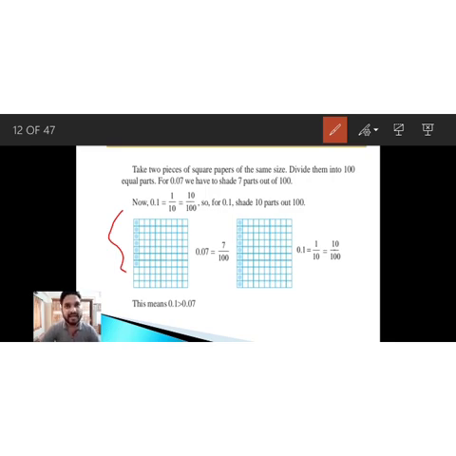As we convert them into fractions, 0.07 equals 7 upon 100 and 0.1 equals 1 upon 10 equals 10 upon 100. So 10 is bigger than 7. Here the denominators are the same but the numerators are different. The bigger numerator means the bigger number. So between 0.07 and 0.1, the bigger number is 0.1.